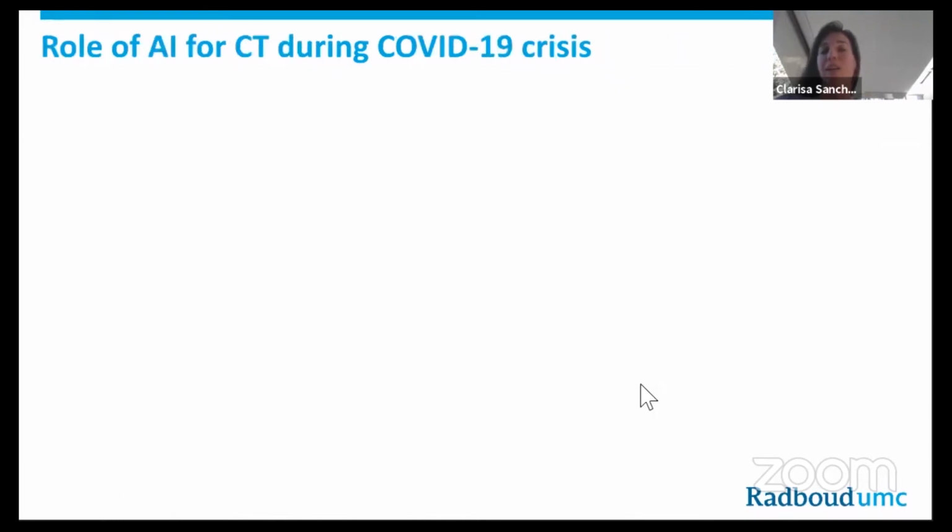So you can ask why I'm telling all this information, and this is important to know which is the role that AI can play during this crisis, especially for CT analysis. And this is very important because we have to avoid AI for AI's sake. We have to focus on things that are needed for the clinician, and we can make them more efficient and not the other way around.